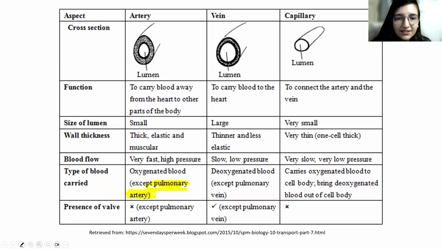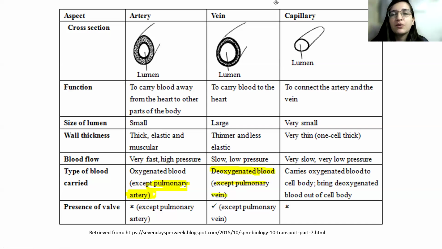And then for veins, again, veins bring blood back to the heart, right? So because it's bringing blood from the rest of the body, the blood is deoxygenated. And there is an exception again, the pulmonary vein. The pulmonary vein is the one that's bringing blood back to the heart from the lungs. So there is oxygen there.